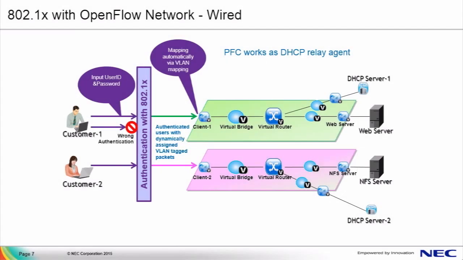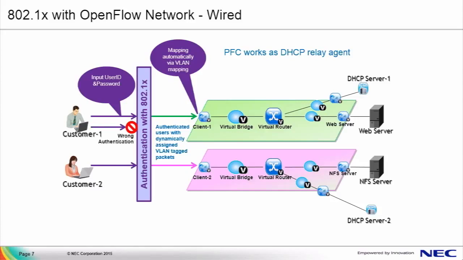When customer 1 is authenticated via Radius, the Radius server allocates a VLAN ID of 12 to customer 1's physical port. When customer 1 sends traffic, it's tagged on the uplink with a VLAN ID of 12 and sent to the OpenFlow network. The programmable flow controller is configured with a VLAN map matching all VLAN ID 12 traffic, and maps it to the green VTN, allowing access to the web server.